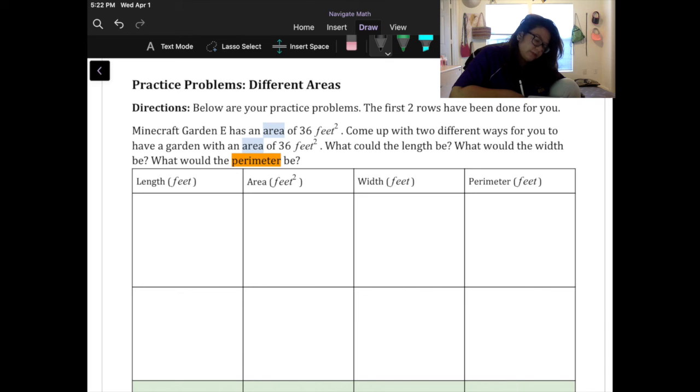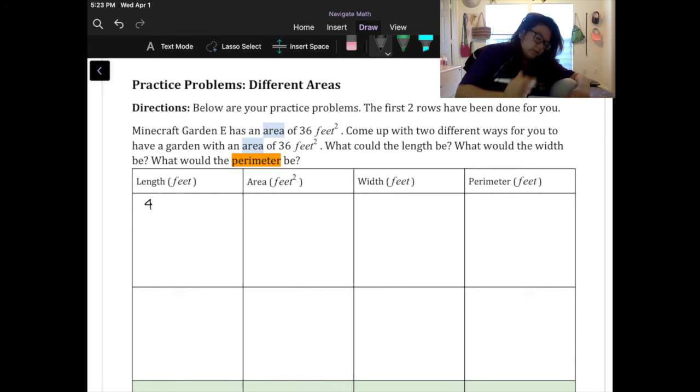So the next practice problem says that Minecraft Garden E has an area of 36 feet. Come up with 2 different ways for you to have a garden with an area of 36 feet. What could the length be? What would the width be? What would be the perimeter? Well, I know that the area is 36.